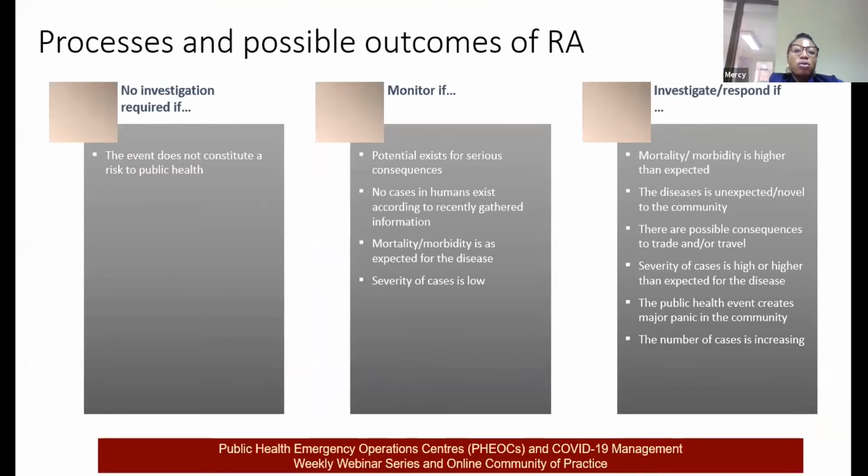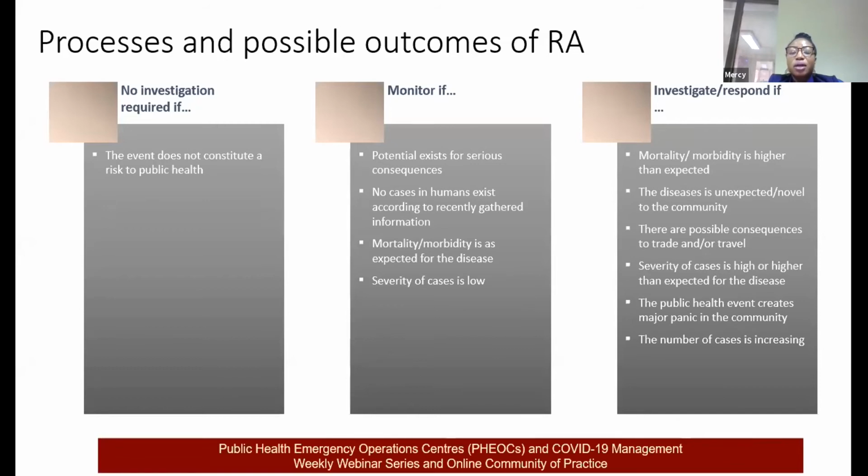So, the possible outcomes of risk assessment. I will not belabor this since most of us are experts and we've been doing this, but no investigation should be required if the event does not constitute a risk to public health. For instance, if it's a cluster of deaths and these deaths are not from a known pathogen or not caused by any of the events that we are looking at, so maybe it's just an accident and you have people bleeding from their nostrils, in that case, you just discard, and then you continue to monitor.